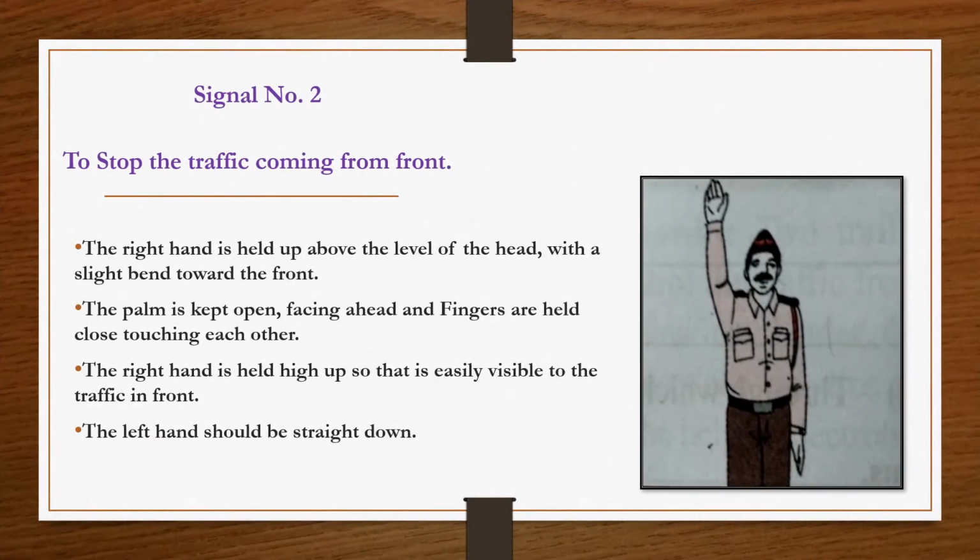Signal number 2, to stop the traffic coming from front. Students, please see the picture given, how this policeman is standing. The right hand is held up above the level of the head with a slight bend towards the front. The palm is kept open facing ahead and fingers are held close touching each other. The right hand is held high up so that it is easily visible to the traffic in front. The left hand should be straight down.